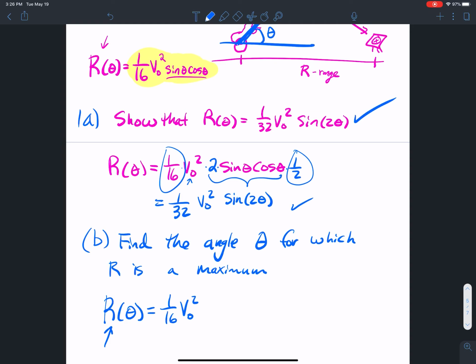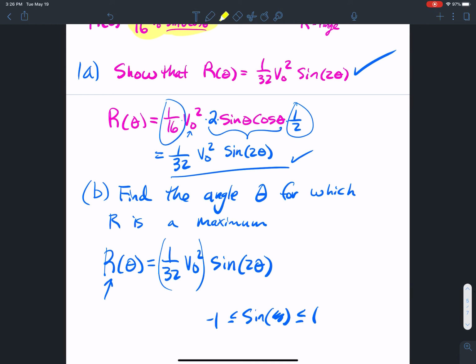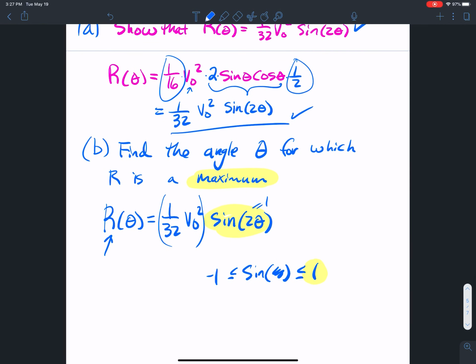So the largest value of sine function is 1. Okay? So if I use my new form here that I found, I got 1 over 32 v naught squared, that's fixed, right? And then sine of 2 theta. Now, sine of stuff is stuck between -1 and 1. So if I'm going to maximize this, I need to figure out how do I make this equal to 1? Okay, so what theta tells me that that's equal to 1?